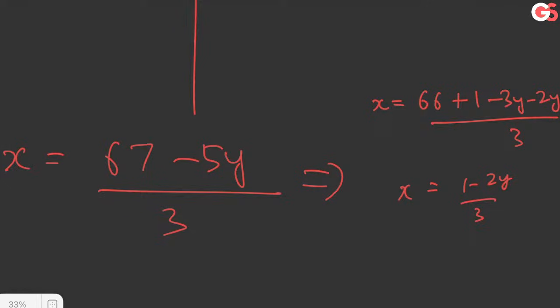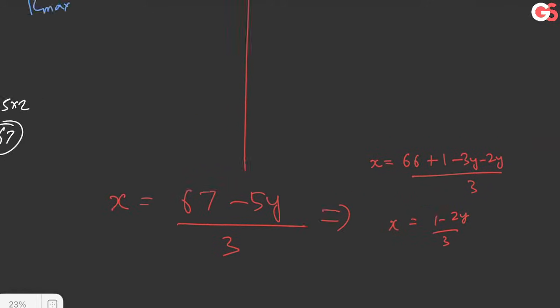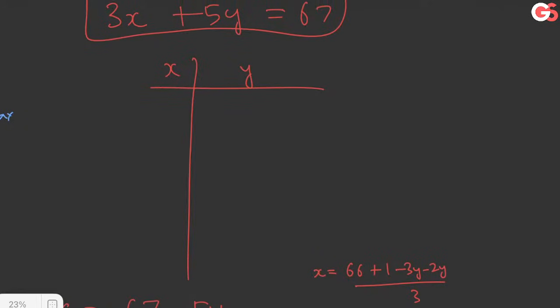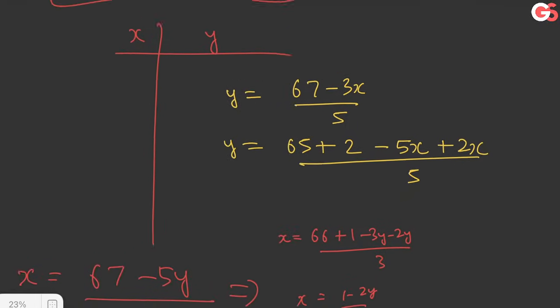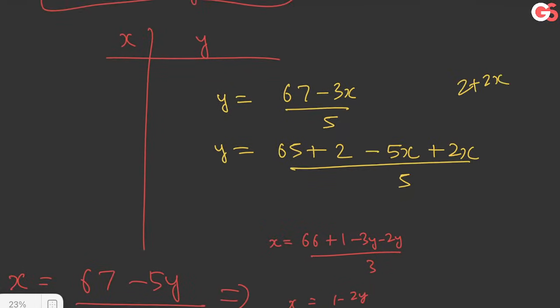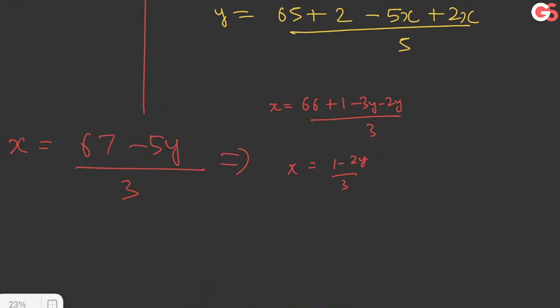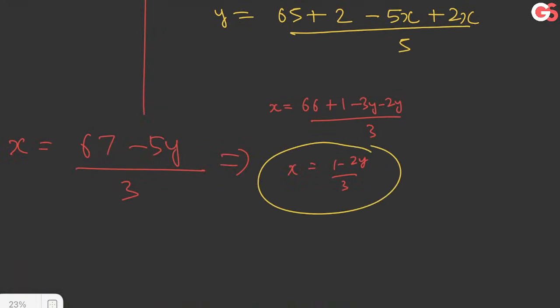Okay, now look. Let me do the same in the form of y in terms of x. So y will be equal to (67 minus 3x) whole upon 5. You realize it really well. 65 plus 2 plus 2, right? Minus 5x plus 2x is what we are getting here, right? We're concerned only about what? (2 plus 2x) by 5 here, isn't it?